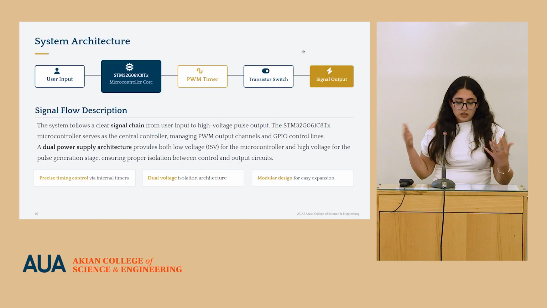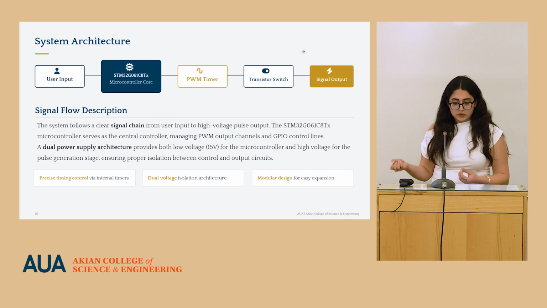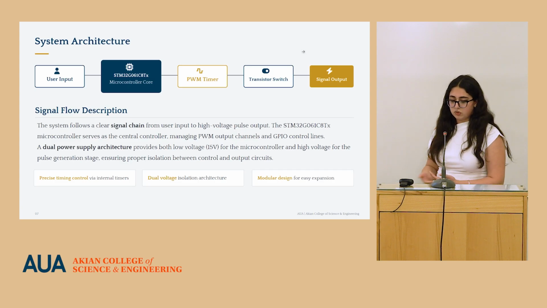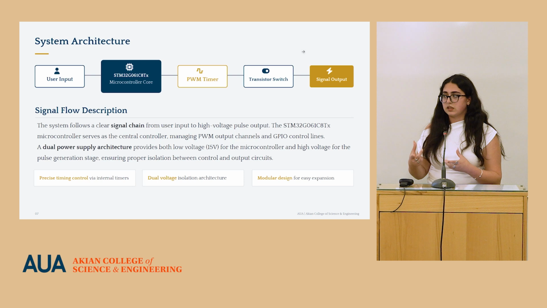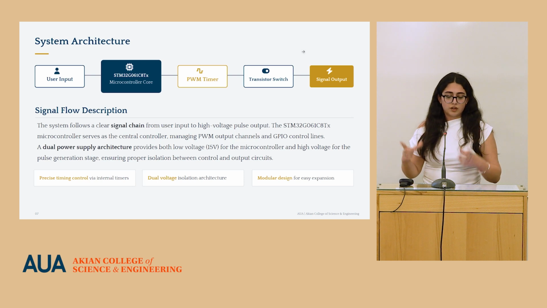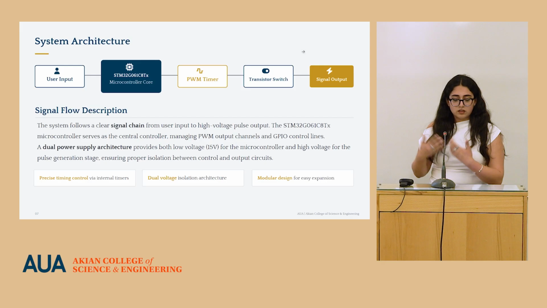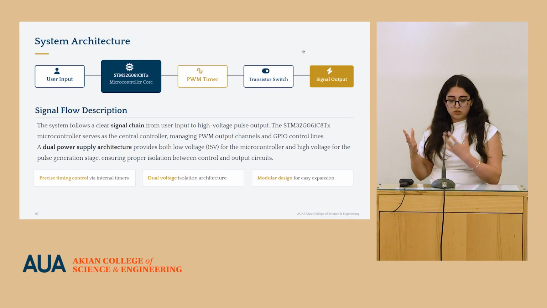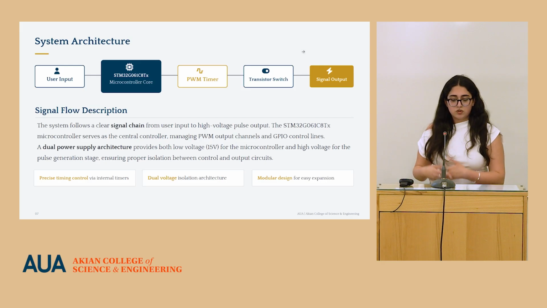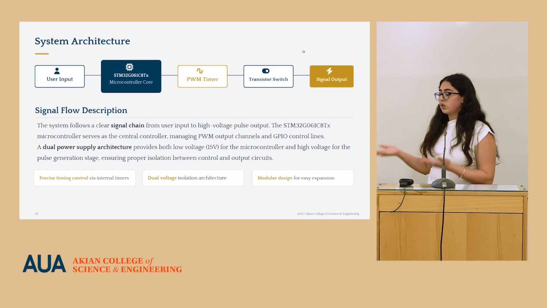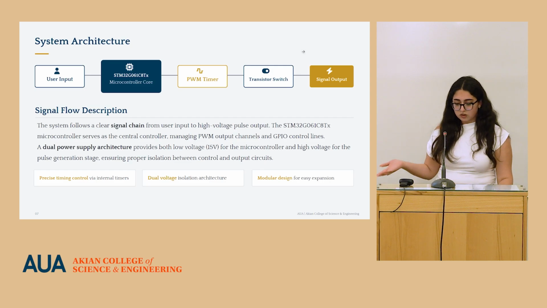The system architecture is basically the user input, which is the display that shows all the parameters that we want to control. Then comes the microcontroller core, the brain of the system, which generates the pulse width modulation. In the end, we should get square signals, which I'll show after that with the oscilloscope.